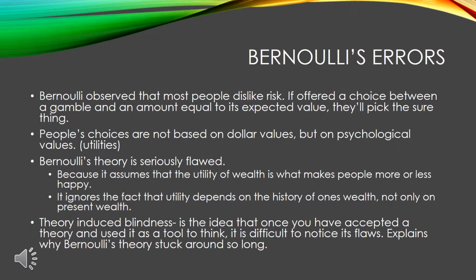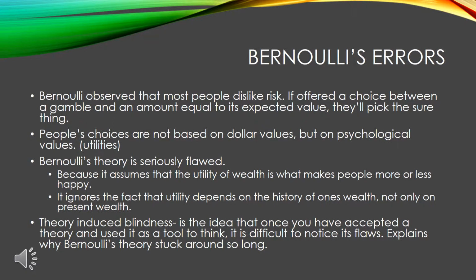Bernoulli found that most people dislike risk, the chance of receiving the lowest possible outcome, and if offered a choice between a gamble and an amount equal to its expected value, they will pick the sure thing. People's choices are generally based not on a dollar value, but on psychological values of outcomes, their utilities. Bernoulli's theory assumes the utility of wealth is what makes people more or less happy. There is an error in his ways, though.